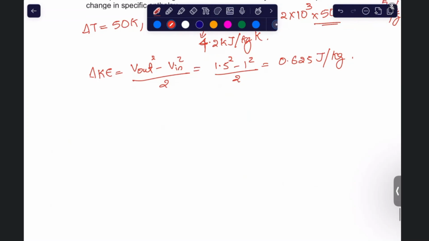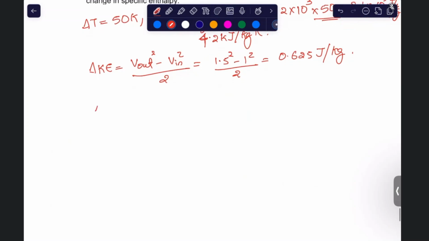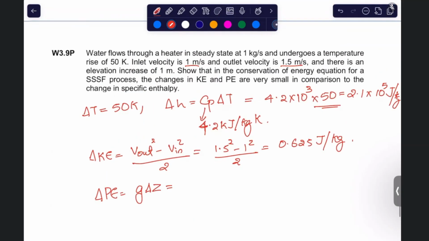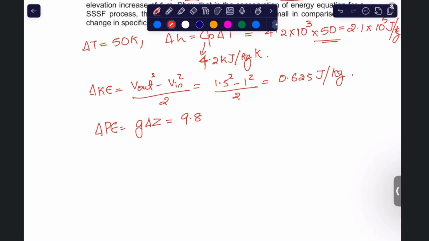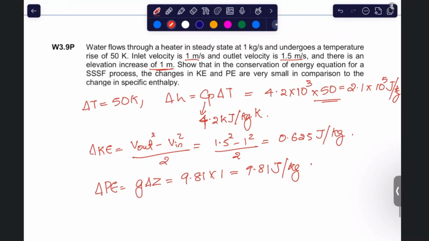Okay. And change in potential energy is again mg delta z. We will be just taking g delta z. So delta z is what? Increase in elevation is 1 meter. So it is 9.81 times 1, equal to 9.81 joule per kilogram, which is also very small compared to this 10 to the power 5 joule per kilogram.